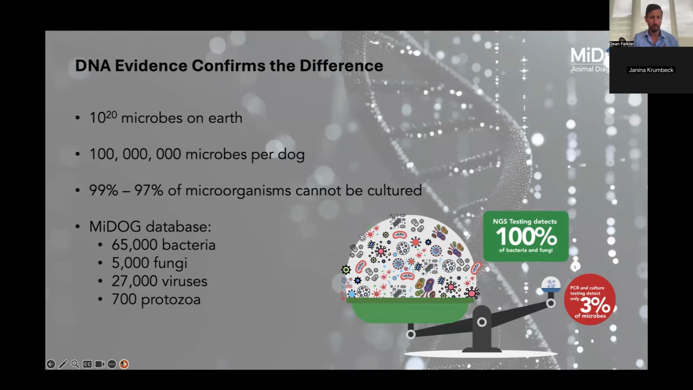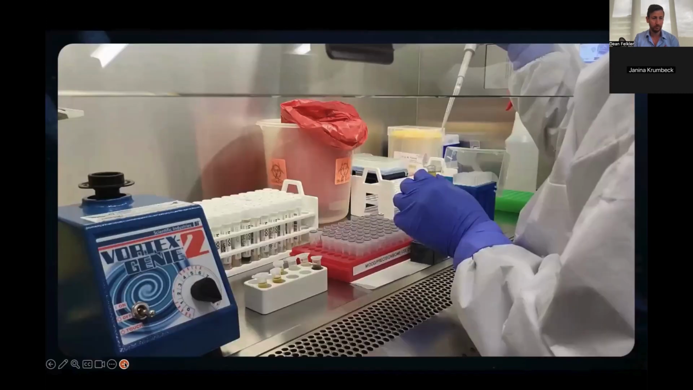And at this point, we're looking at 65,000 different types of bacteria, 5,000 fungi, 27,000 viruses, and 700 protozoa that we can easily detect, test for, and determine whether or not they're pathogenic or commensal by using their DNA evidence.